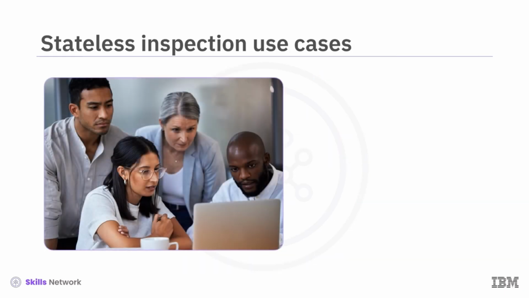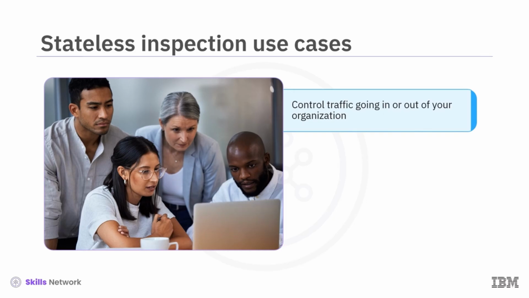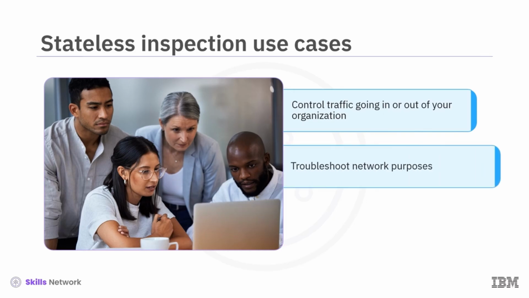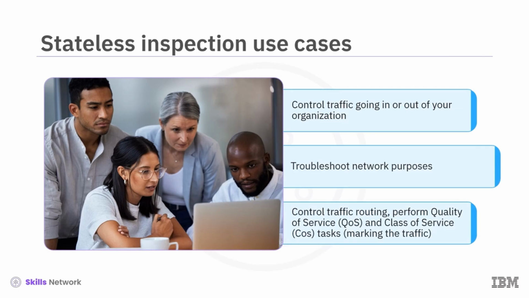Organizations use stateless inspection to protect routing engine resources, control traffic entering or leaving your organization, aid in troubleshooting, and manage traffic routing through routing instances, such as when a router supports virtualization, allowing you to manage traffic flow from specific sources to specific destinations. Stateless inspection is also useful for performing quality of service, QoS, to prioritize traffic, and class of service, COS, tasks by marking the traffic.